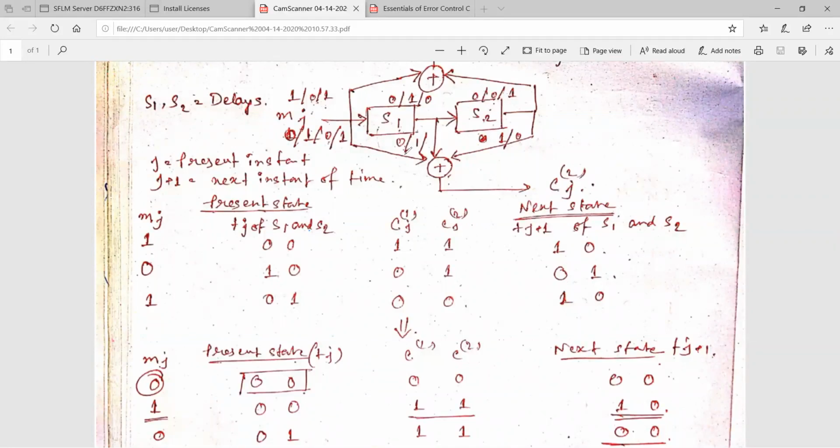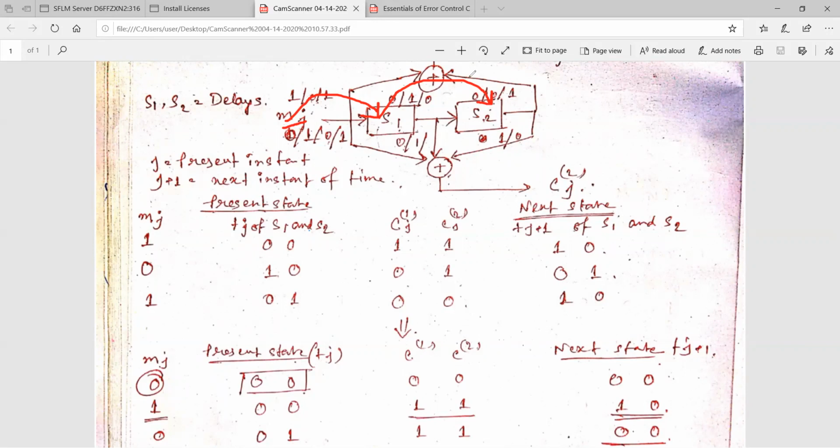As you know, this encoder is basically nothing but a right shift register. When we feed any bit to M, that means the message input, it will generate the corresponding C1J and C2J. But when we feed M with a new value at the next stage, the previous value of M will be shifted right to S1, and what was present in S1 will be shifted right to S2. That's why this is called a right shift register. In this way we have to follow this table.